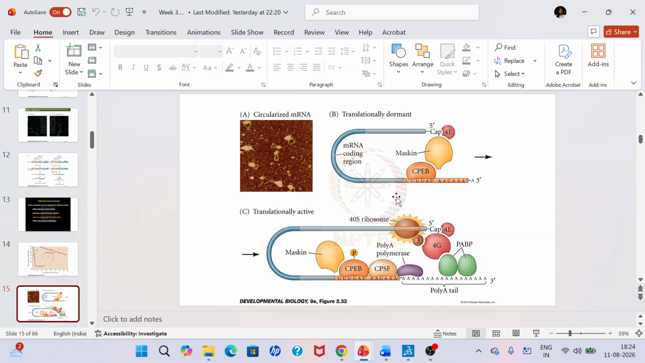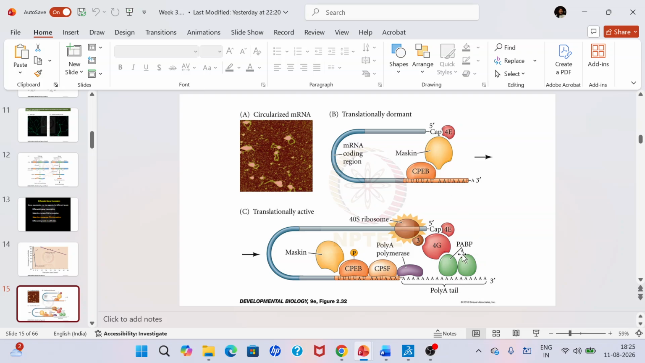This is the circularized mRNA. Basically, the circularized mRNA is blocked, masked by different proteins. The translation factors do not bind here to activate this kind of mRNA to lead to the formation of a mature, functional protein.